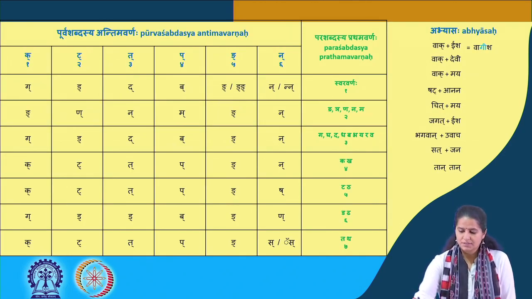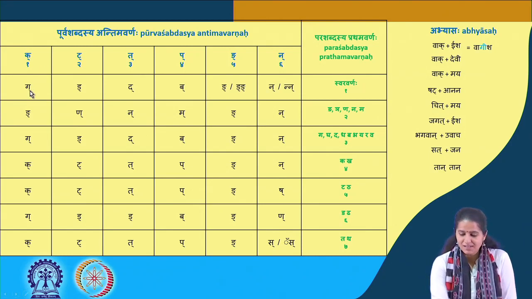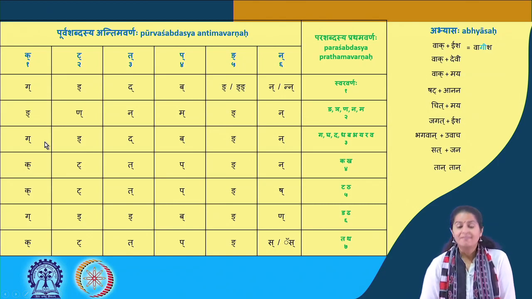Here we've got the words vakisha. We've been looking at some earlier on, but let's do some of them here and see if you can get it. So vakisha becomes vagisha. Vak devi, again vag devi. So vak plus de, a mridu vyanjana here, Vak devi becomes vag devi. Uttamam. Vak maya, you know that. So ma here, and therefore vang maya. Uttamam. And then shat anana, chit maya, jagat isha, bhagavan uvacha, sat jana, and so on. I'll leave the rest for you to try and figure out by yourselves using this chart here. Astu.